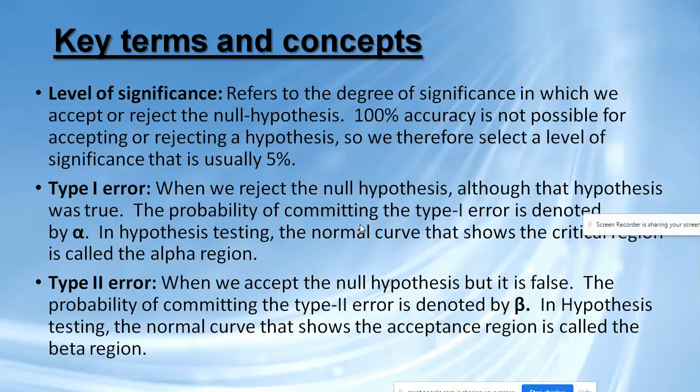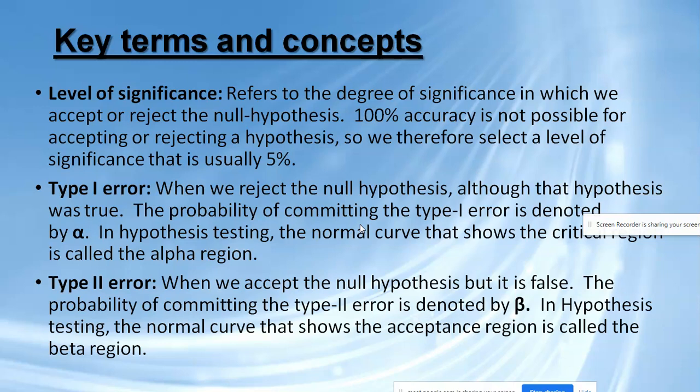Yeah, so level of significance is one thing. Then there are two types of errors in hypothesis testing: one is called type 1 error and another is called type 2 error. What is type 1 error? Type 1 error is when we reject the null hypothesis, although that hypothesis was true. That is when type 1 error occurs.